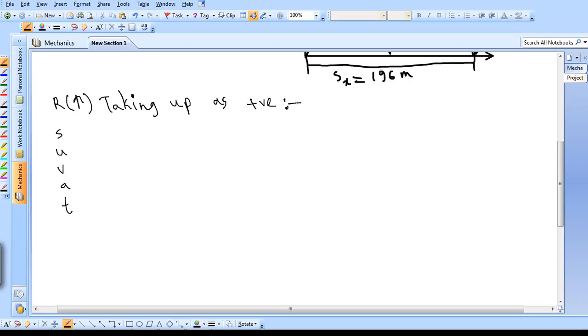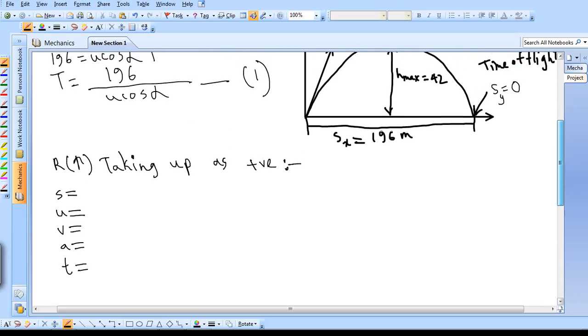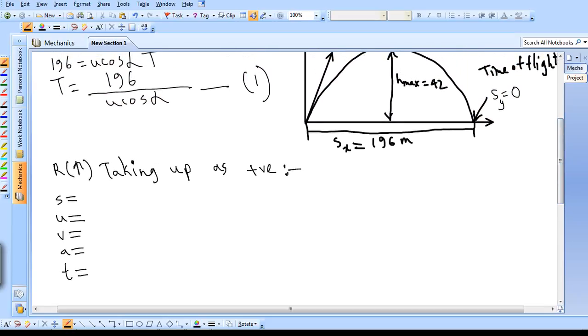I'm telling you what is meant by Suvat. S is displacement, u is initial velocity, v is final velocity, a is acceleration, and t is the time. In this case, we will take the displacement, which is the maximum displacement of 42 meters.